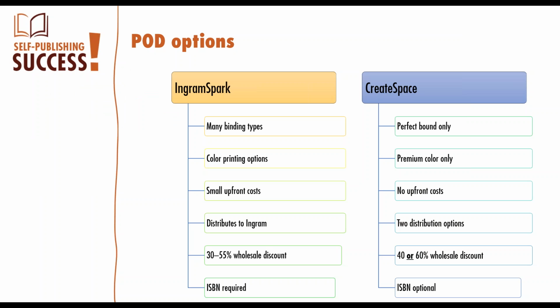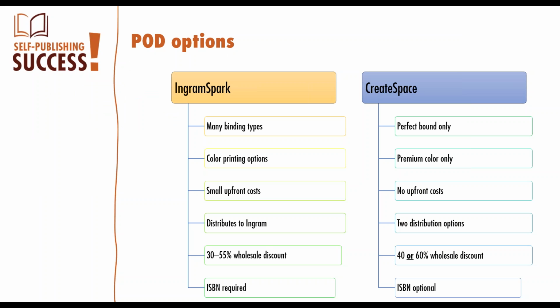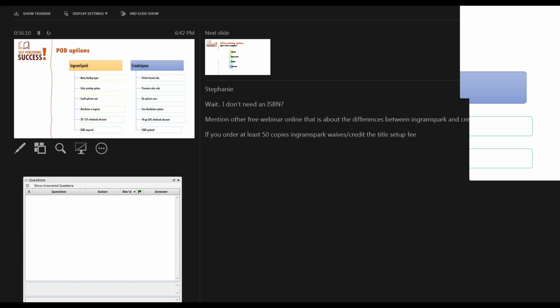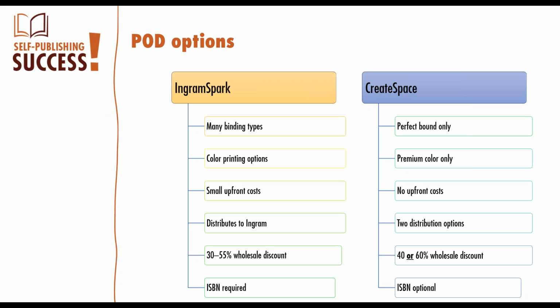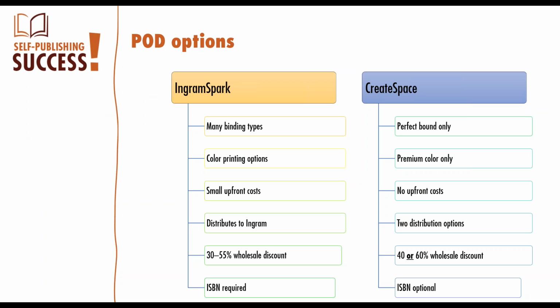Ingram Spark has a lot of different levels of color. They have a basic color and a premium color for internal printing. CreateSpace just has premium. So if you're looking for budget color printing options, you're going to want to look at Ingram Spark for a cost-effective way of printing in color. Maybe you just have some charts and graphs in a business book that need to be in color, but not that high glossy for photographs. Ingram Spark might be who you want to look at.